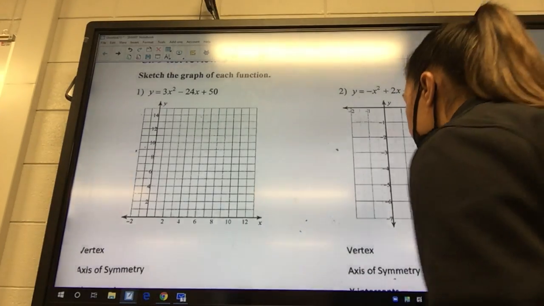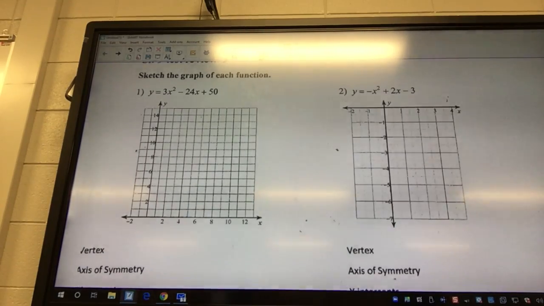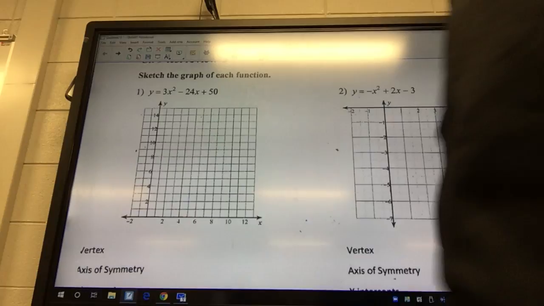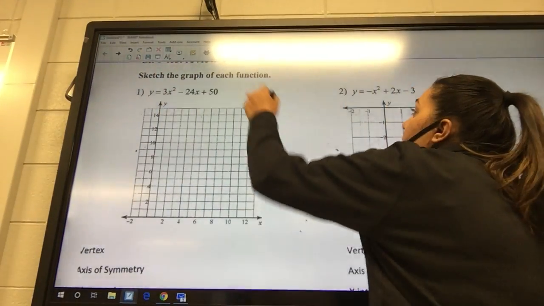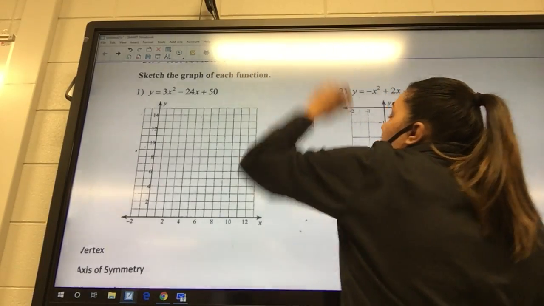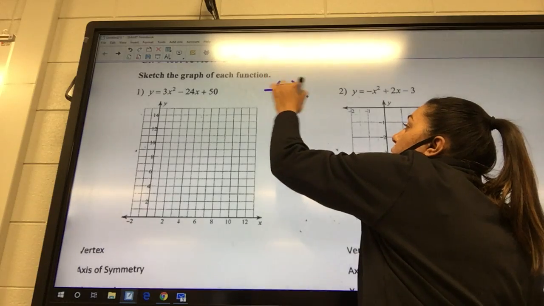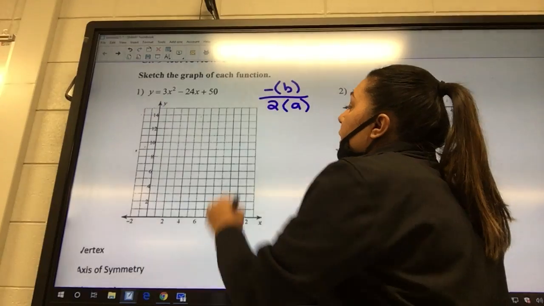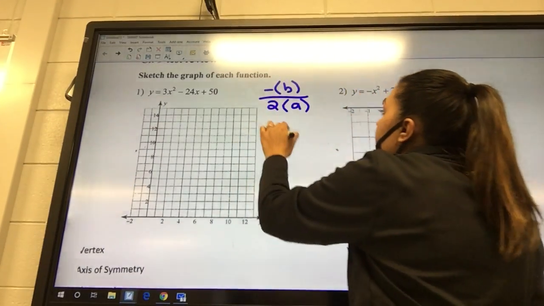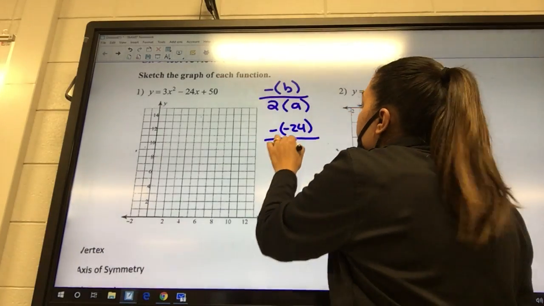If we look at the first one, is this standard or vertex form? Standard form, okay? How can you tell the difference between the two? No parentheses. Vertex form has parentheses, standard form has no parentheses. And so we need to find the vertex. What's the formula to find the vertex? Negative B over 2A. Yeah. Okay, so we got negative, our B is negative 24 over 2, and our A is 3.